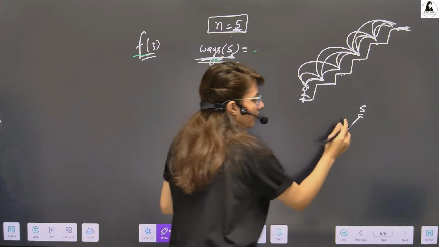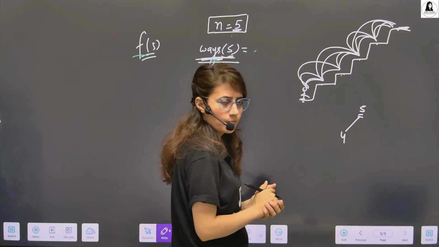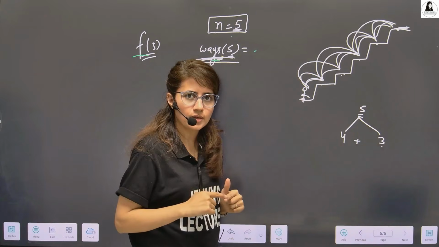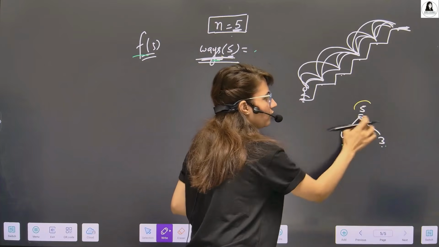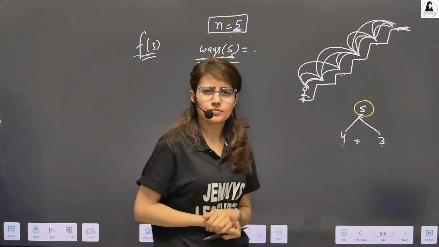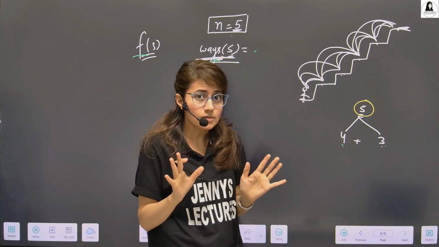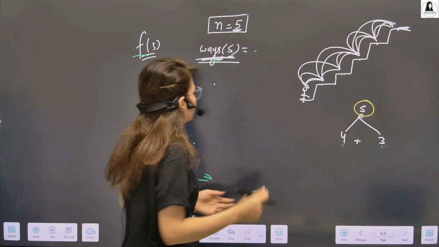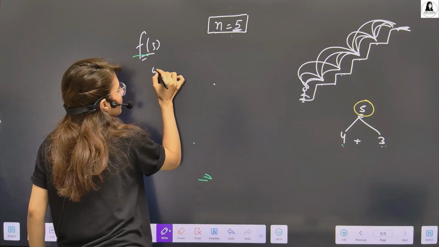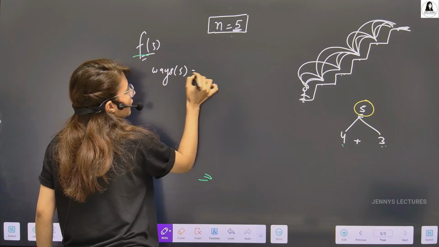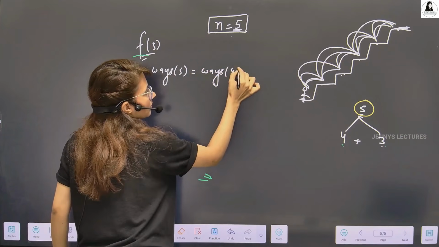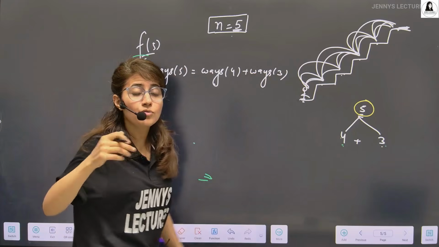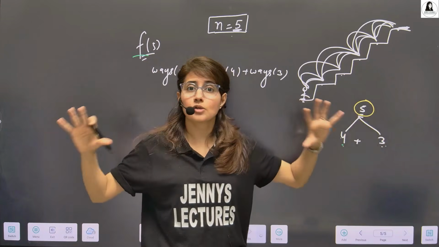So if you know the number of ways to reach till 4 plus the number of ways to reach till 3, then you can add these two and find out the number of ways to reach till 5. Yes, you can apply your common sense and that's the answer. So the number of ways to reach 5 is equal to the number of ways to reach till 4 plus the number of ways to reach till 3, because you have to identify all distinct ways.